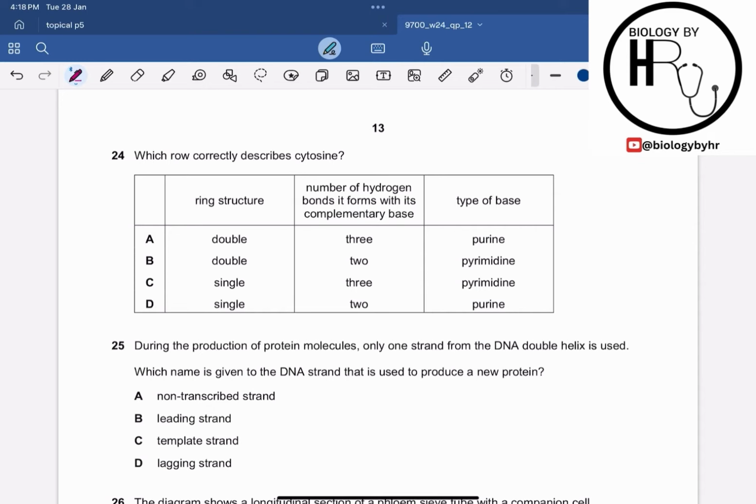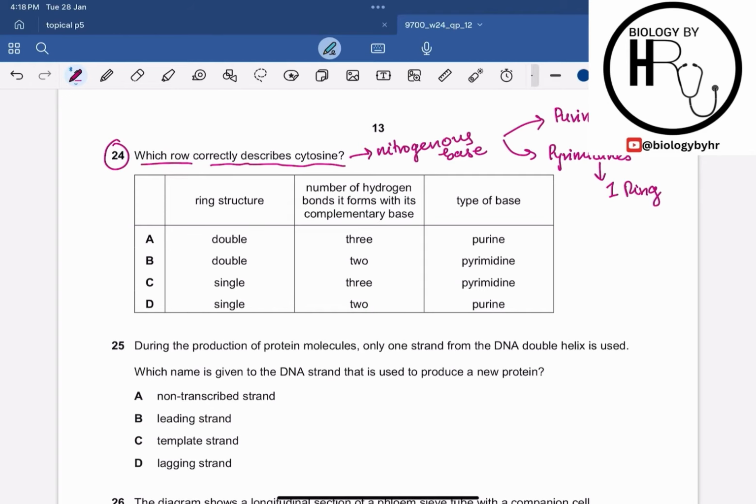Alright, so now let's move on to question number 24. Question 24 says, which row correctly describes cytosine. So cytosine over here is a nitrogenous base, right? We have two types of nitrogenous base: the purine bases and the pyrimidine bases. The purine bases have a 2-ring structure and the pyrimidine bases have a 1-ring structure. In the purine bases the examples are adenine and guanine, and in the 1-ring structure the examples are cytosine, thymine and uracil, right?